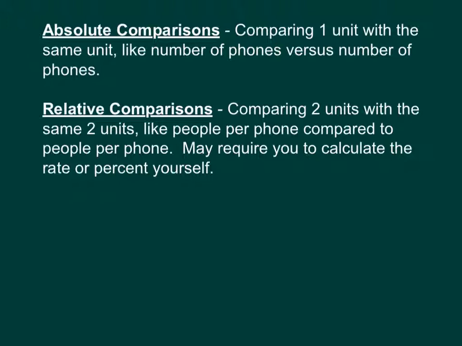Relative comparisons involve comparing two units with the same two units again, like people per phone compared to people per phone, or miles per gallon to miles per gallon, or people per car to people per car. It's two units with the same two units. Now, it may require you to calculate the rate or percent yourself. It's not always going to be given to you, so even if it doesn't say per, if per is involved in some way, it's probably still relative.